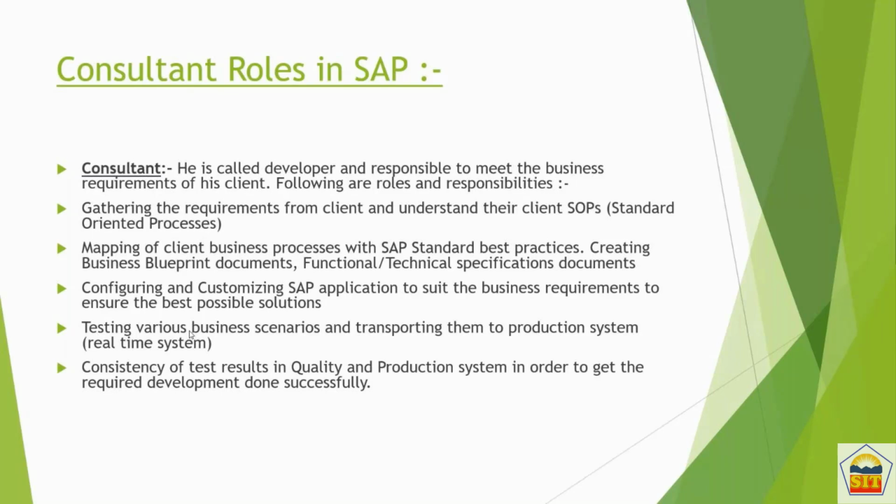Then we will do the testing, and if the testing results are fine, then we will move the development to the production system. And after that, we'll make sure that the result which we were getting in the quality or development system, the same result the client is getting in the production system. So there should be a consistency of results between the quality system and the production system, in order to get better results.